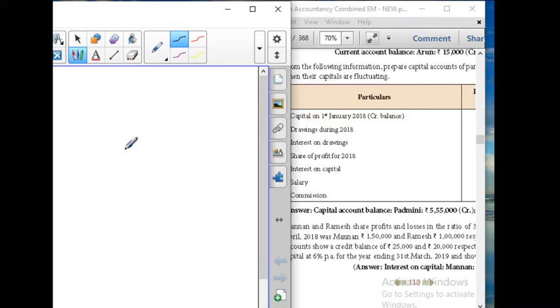Now we take how to calculate the interest on capital. Okay. So we have to do the exercise sums.